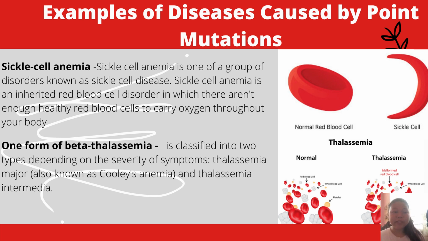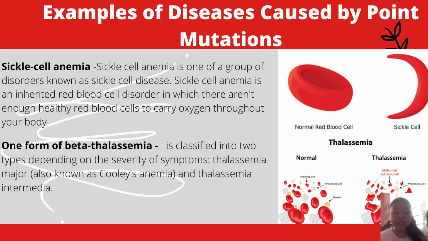First, we have sickle cell anemia. Sickle cell anemia is one of a group of disorders known as sickle cell disease. It is an inherited red blood cell disorder in which there aren't enough healthy red blood cells to carry oxygen throughout your body. The type of mutation is substitution, and the description is one base incorrectly added during replication and replacing the pair in the corresponding position of the complementary strand.